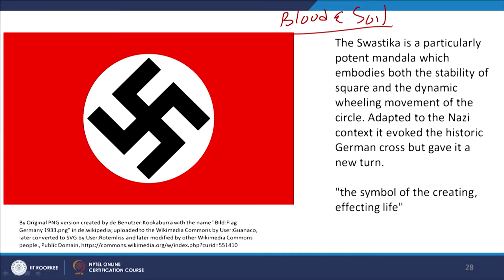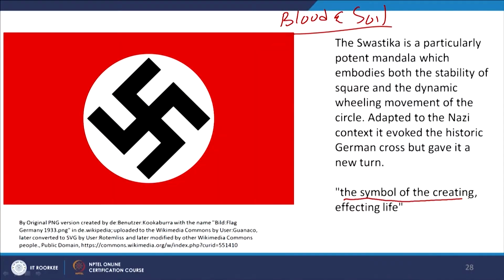Basically it is a swastika. What it makes is a potent mandala, which embodies both the stability of a square, if you look at it as a square, and the dynamic wheeling movement of the circle. So this was adapted to the Nazi context. It evoked the historic German cross but gave it a new turn. This whole conceptualization takes from the Aryan civilizations and the mandala concepts. Where a swastika is embedded within the square, it shows a dynamic aspect of life. That is where he talks about the symbol of creating and affecting life, how one can create, and how it can symbolize a whole new movement.